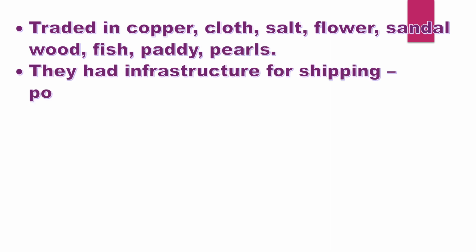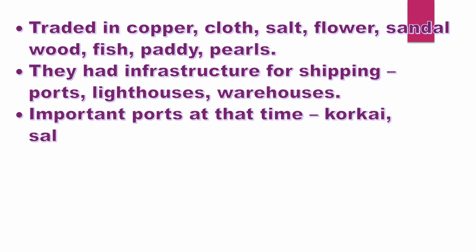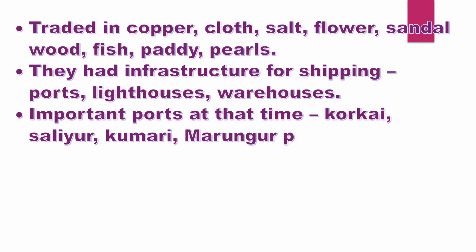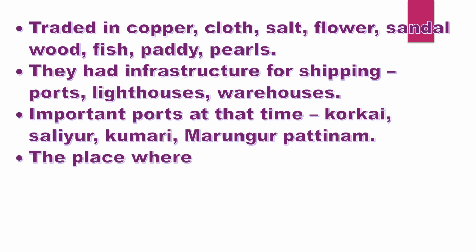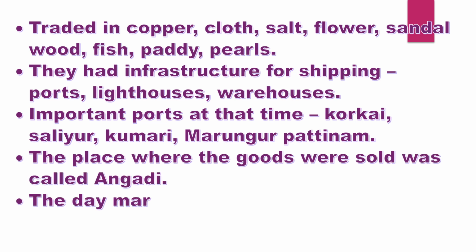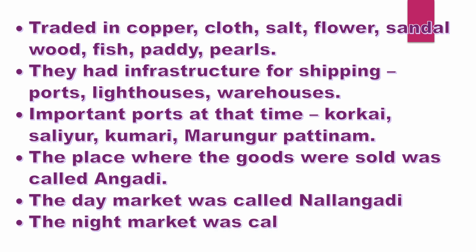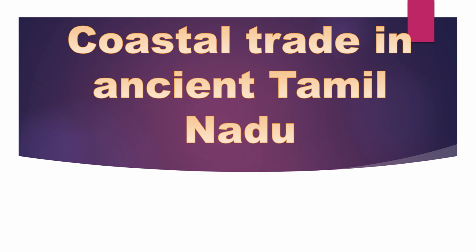They had infrastructure for shipping, for example ports, that means the harbor, lighthouses, and warehouses. Then important ports at that time were Korkai, Salur, Kumari, Marungurpattinam. The place where the goods were sold was called Angadi, the day market was called Nalangadi, and the night market was called Alangadi.